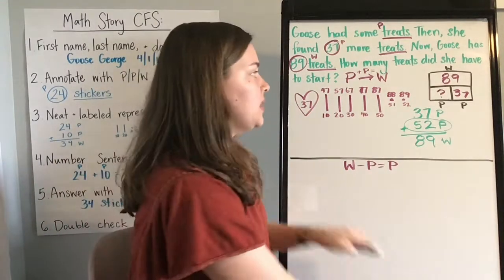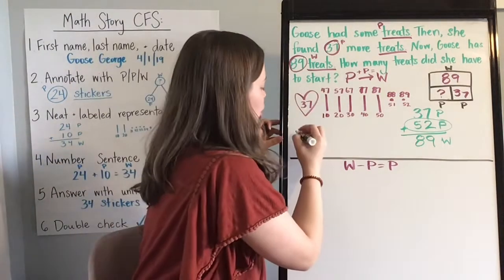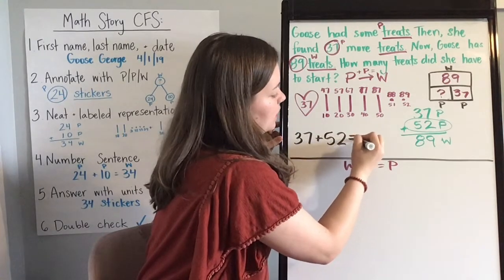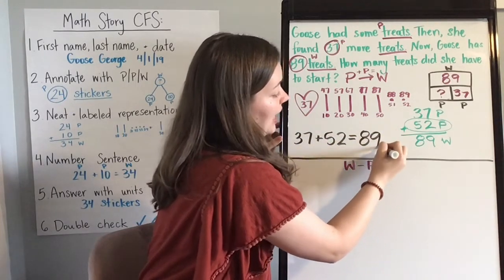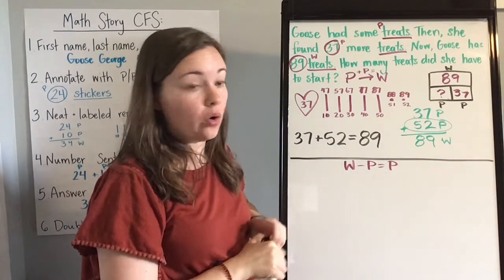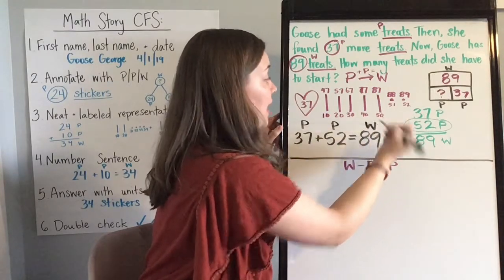I'm going to write my number sentence that would match this strategy. It looks just like this. 37 plus 52 equals 89. And I'm going to push myself and definitely label, again, my part and whole. So this is a part, plus the part will give me my whole.